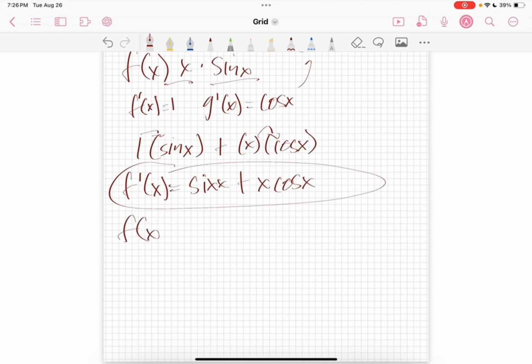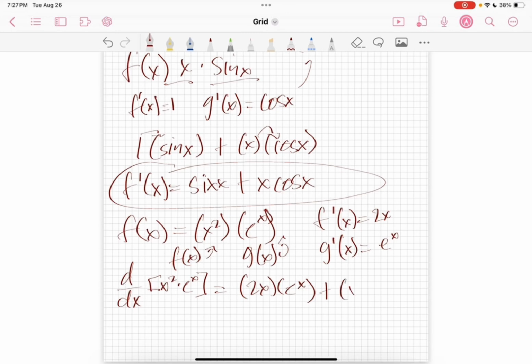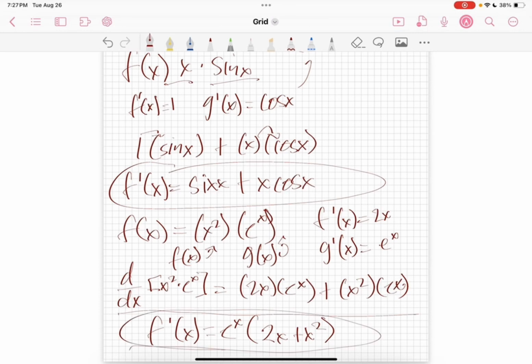Example number 2, we are given f of x equals x squared and e to the power of x. These are our two functions, f of x and g of x, and we need to find the derivative of both. So f prime of x is 2x, and the derivative of e to the power of x is e to the power of x. Now we apply that to our rule. x squared times e to the x equals 2x. So this is how it will look plugged into our formula, and then we factor f prime of x equals e to the power of x times 2x plus x squared. That is our f prime of x.